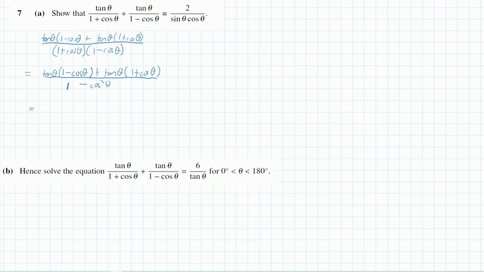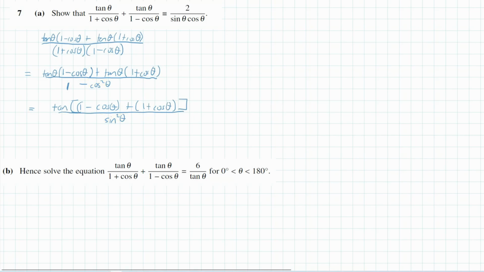And then I'm going to factorize my top bit. So I'm going to have a square bracket here, 1 minus cosine theta plus 1 plus cosine theta. And then underneath, I'm going to have sine squared theta, because 1 minus cosine squared theta is sine squared theta.